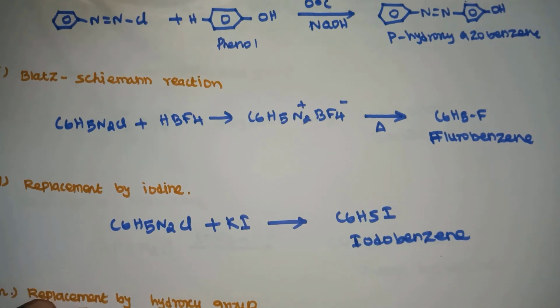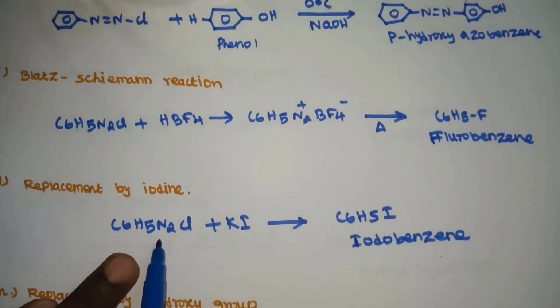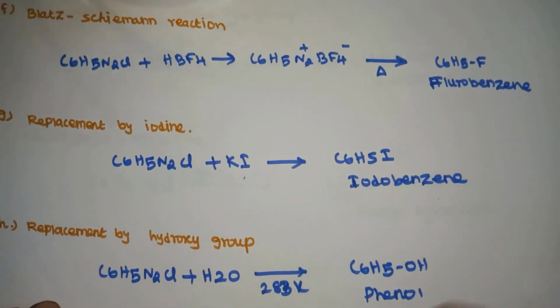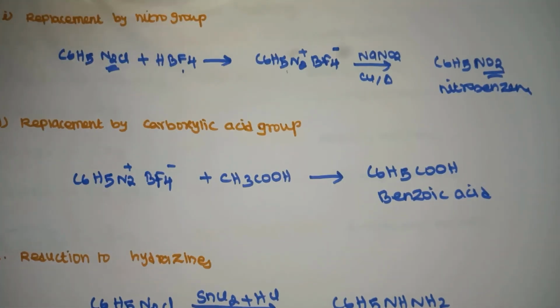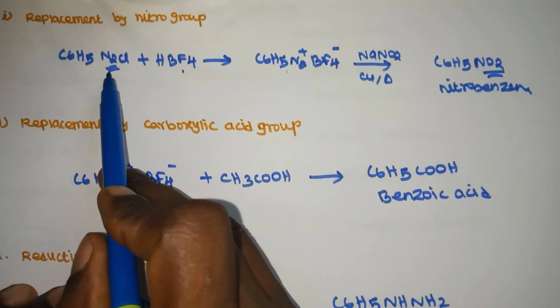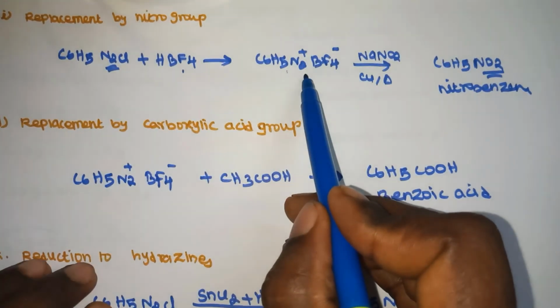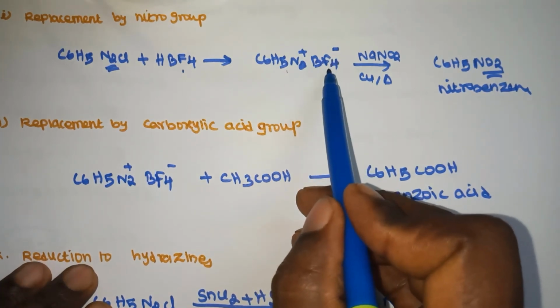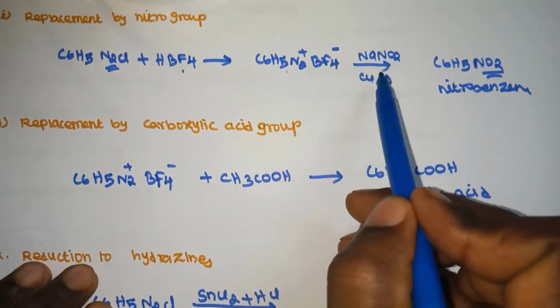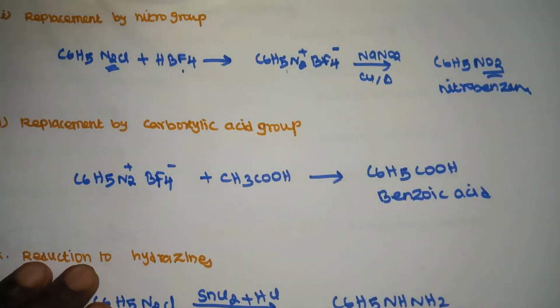Next one is replacement by iodine. That means replacement of the diazo group by iodine. When benzene diazonium chloride is warmed with potassium iodide, it forms iodobenzene. Next one is replacement by hydroxyl group. When benzene diazonium chloride is warmed with water at 283 Kelvin, it forms phenol. Next one is replacement by nitro group. When benzene diazonium chloride reacts with fluoroboric acid to form benzene diazonium tetrafluoroborate, this reacts with sodium nitrite in the presence of copper to form nitrobenzene.